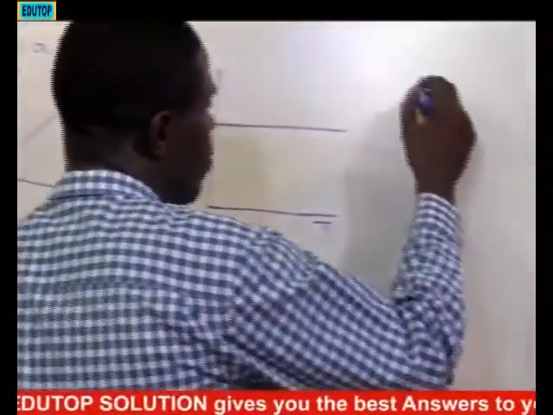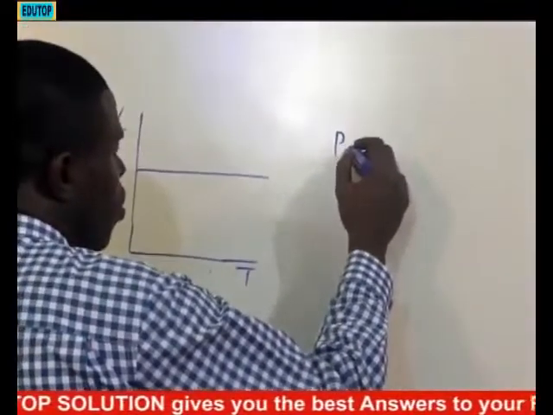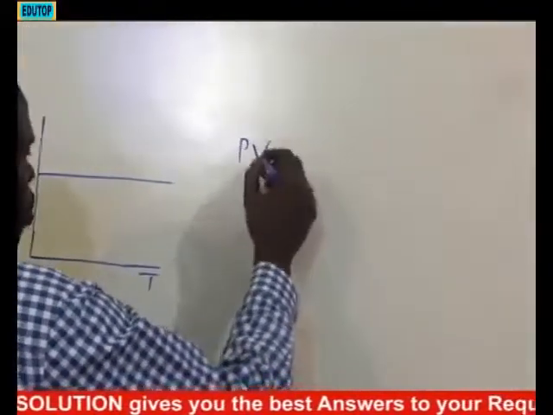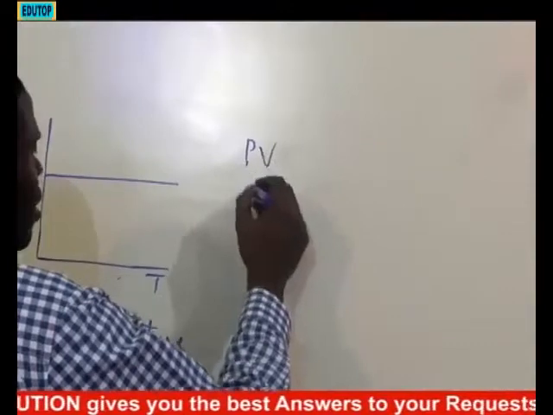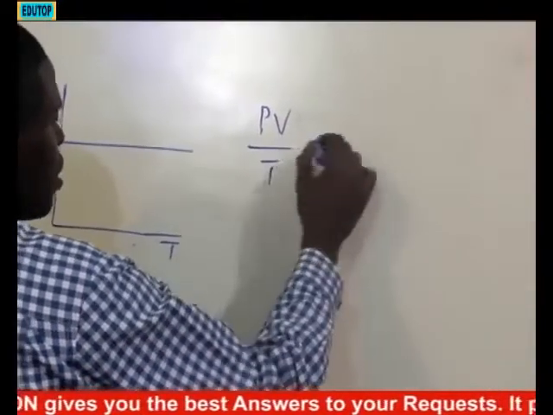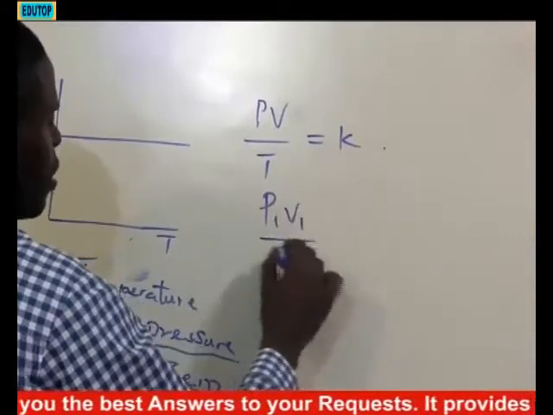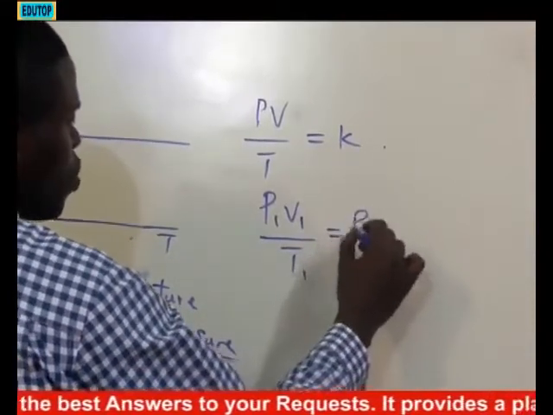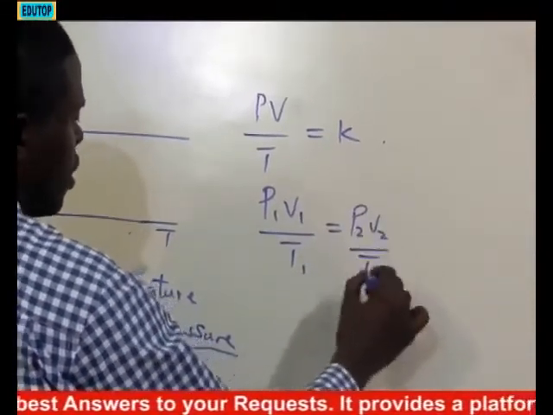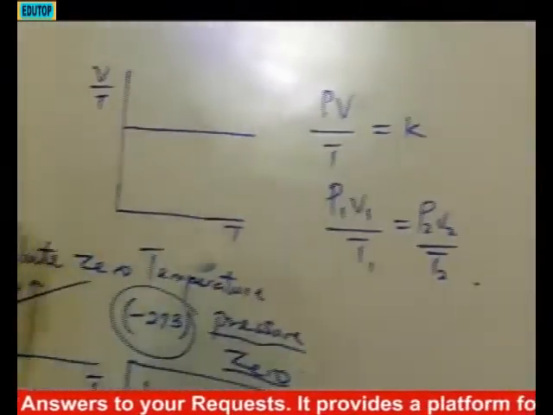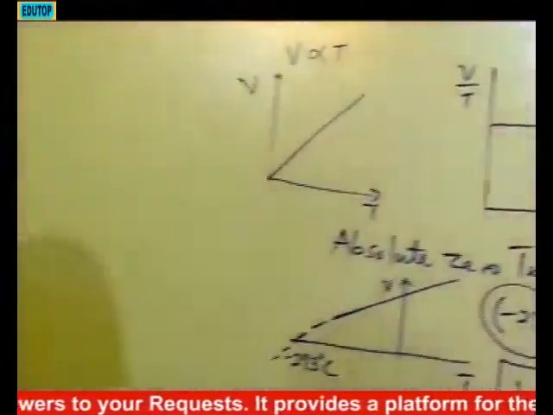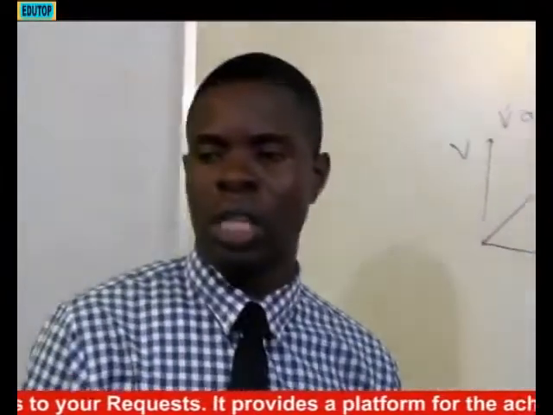Then the general gas law. The general gas law incorporates both Charles' law and Boyle's law, and at the end you have PV over T is constant. What it means is that P1 V1 over T1 is equal to P2 V2 over T2. So it incorporates both Charles' law and Boyle's law. So take note of that.